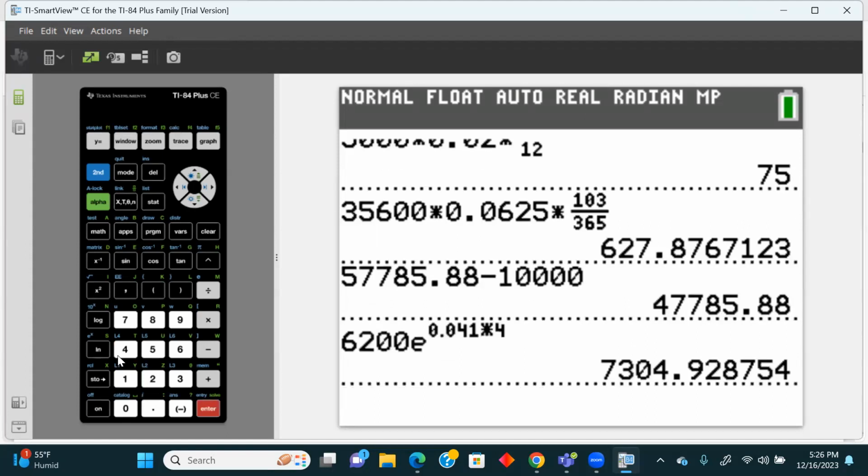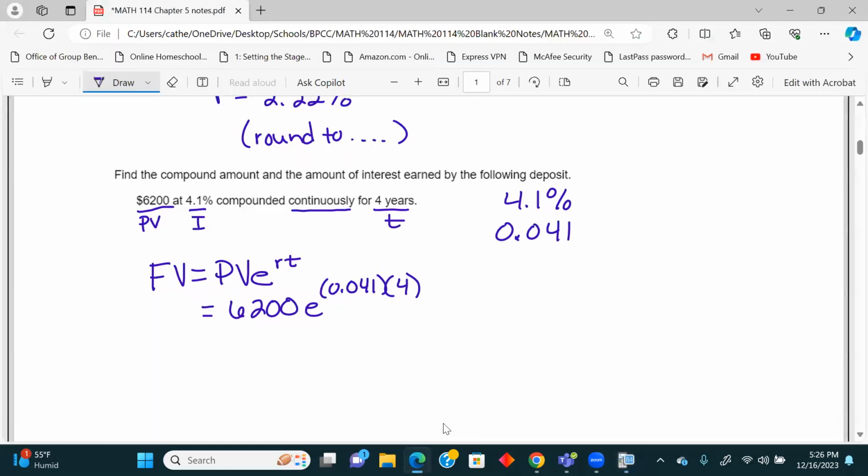And again, I'm dealing with money. So I'm going to go to 2 decimal places. So that's going to round to 0.93 at the end there. So that's the total we have in the account after 4 years. So that's the compound amount.